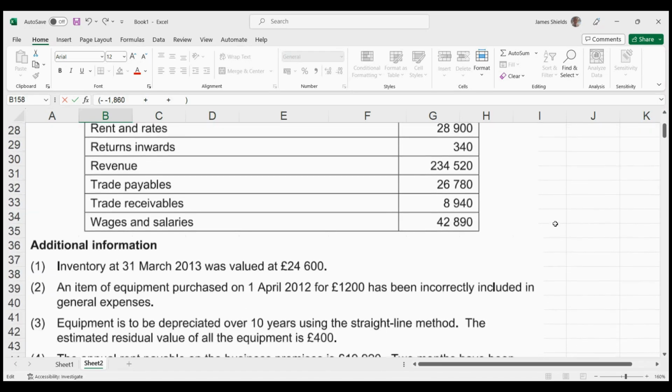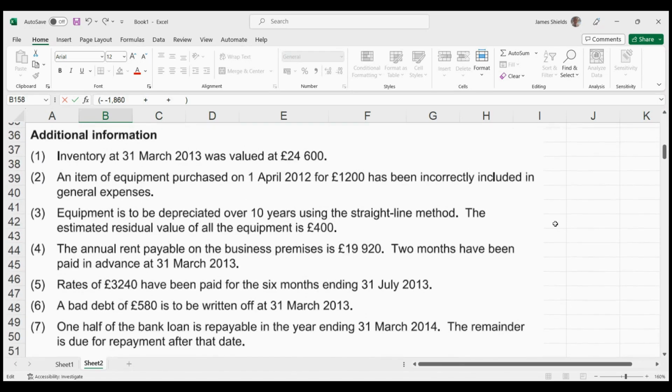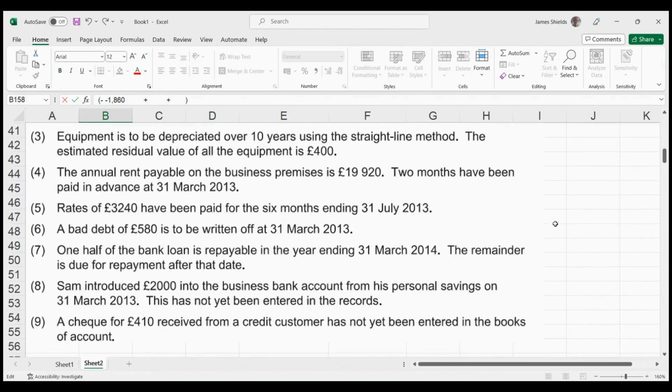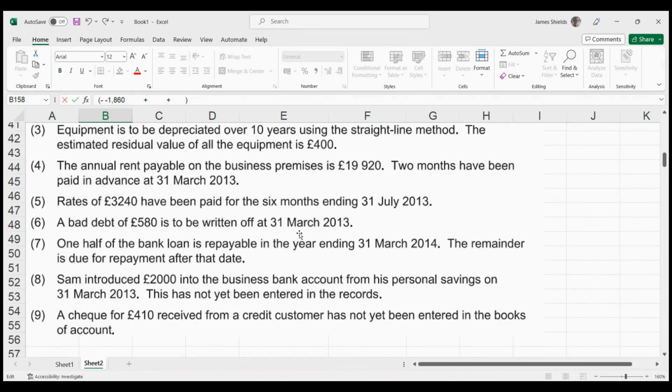Then you go to point 8. Sam introduced £2,000 into the business bank account for his personal savings on the 1st of March 2017. This has not yet been entered in the accounts. So that's going to turn the bank account into an asset because we've got money in the bank account now. So it's going to be plus £2,000. And then we've got a cheque from a customer for £410.